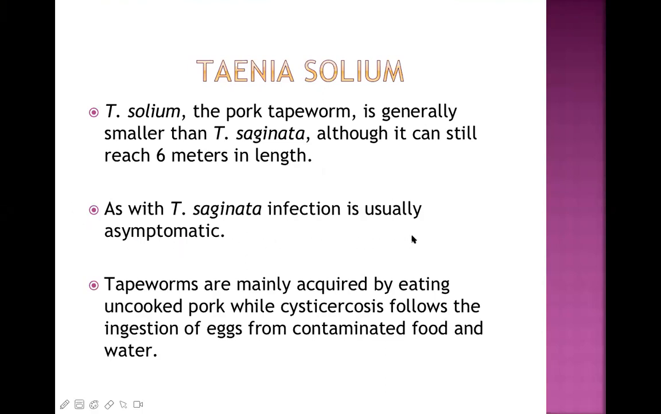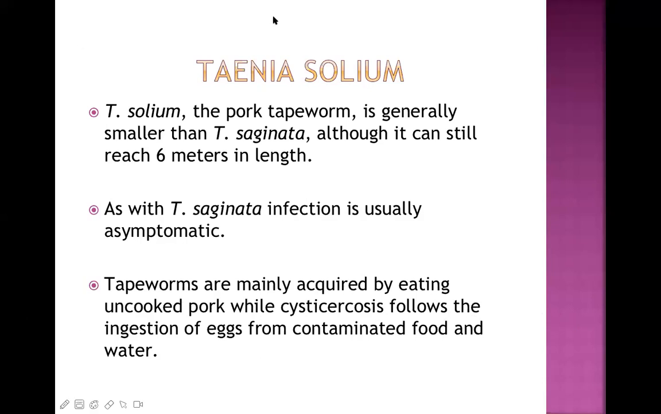As with Taenia saginata infection, it is usually asymptomatic, meaning the adult tapeworm disease can be asymptomatic. But the problem is cysticercosis. This cysticercosis can form in different muscles. It can even go to the central nervous system and lead to a lot of manifestations. Now, how do we get this infestation? See here: by eating undercooked pork, while cysticercosis follows the ingestion of eggs from contaminated food and water.